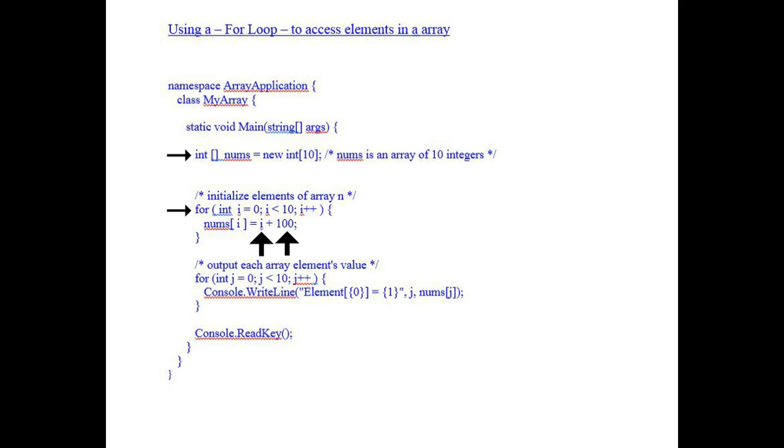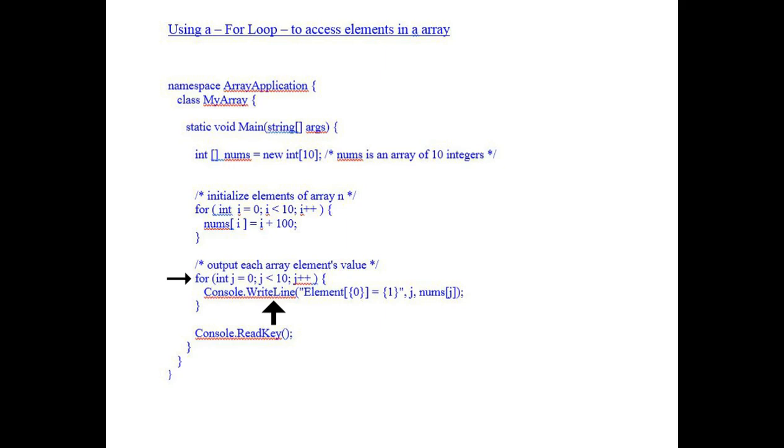The second for loop, we are actually retrieving the values from this array nums. So again, we're going to set up a counter, and this time we're using the variable name j. As long as j is less than 10, then this for loop will iterate, and we're using a simple console.writeLine in order to output the value of each element within the nums array. So we've got a simple print statement here.